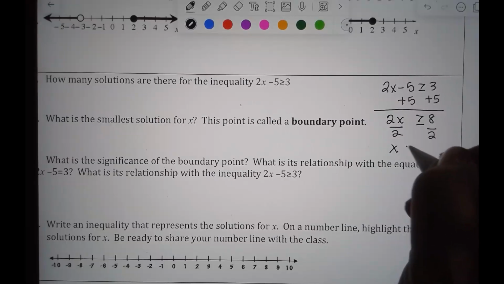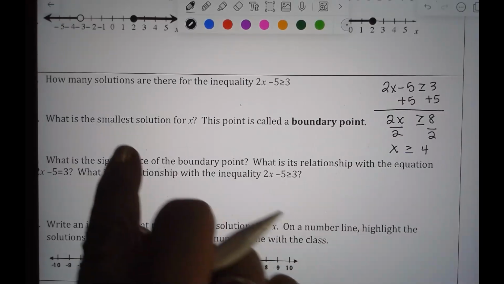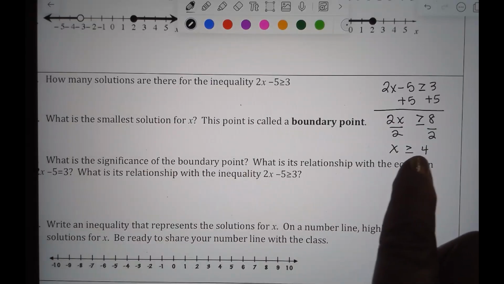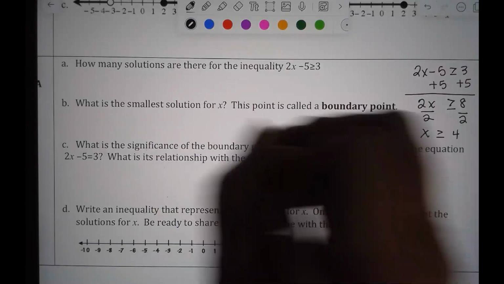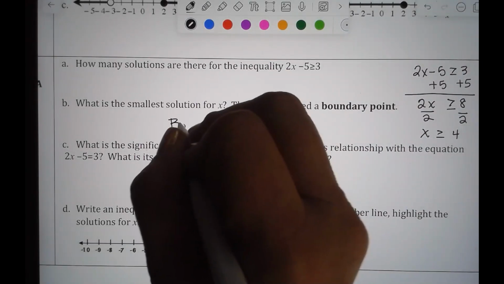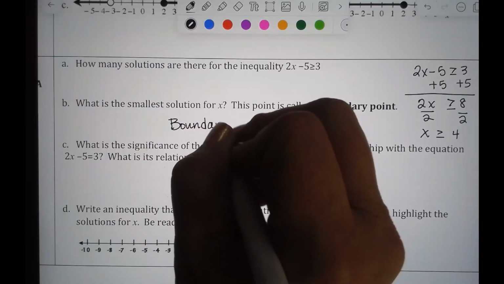So we get x is greater than or equal to 4. You can see why they're saying it's smallest, because everything has to be bigger or equal to 4. That is our boundary point. So the boundary point in this case is at x equals 4.